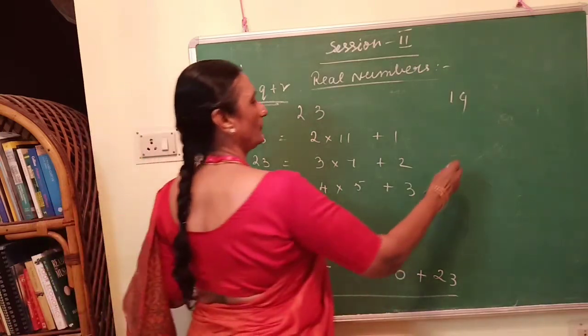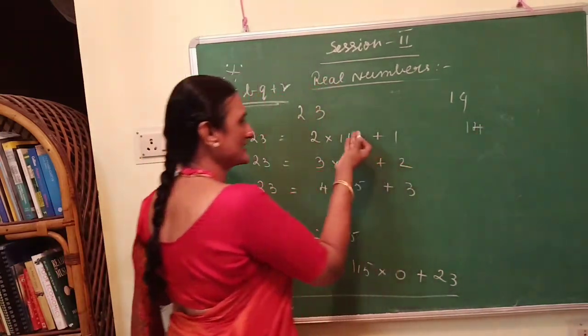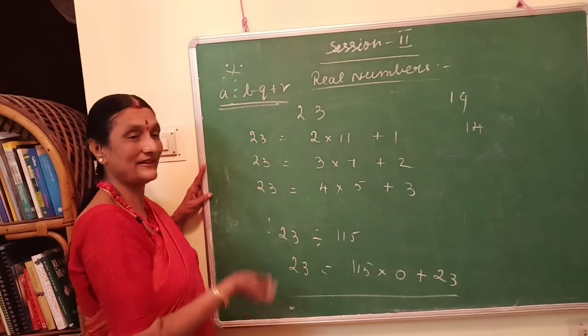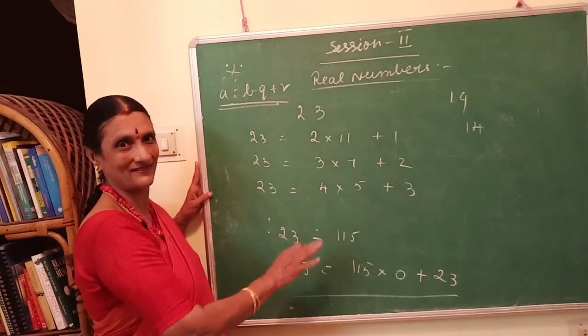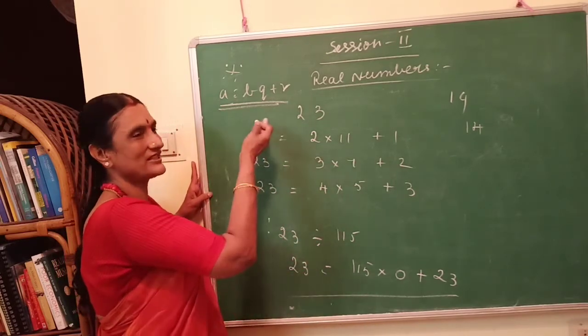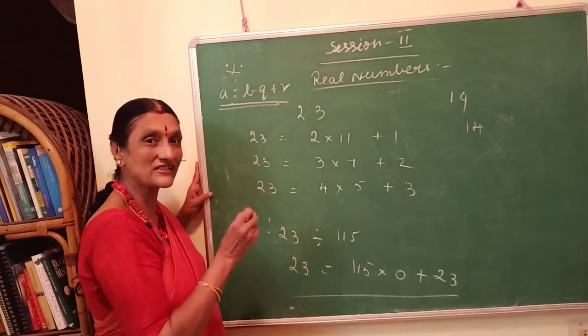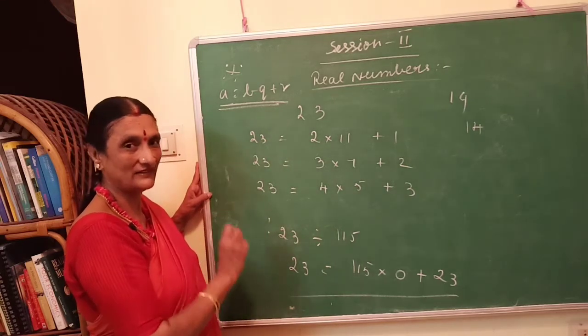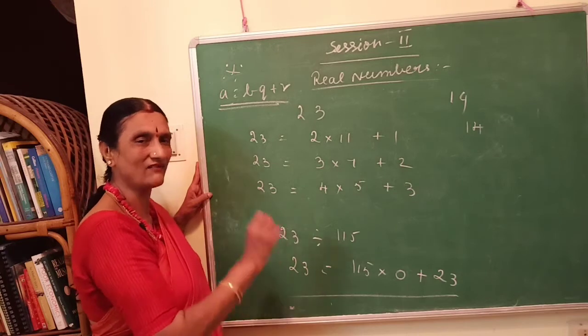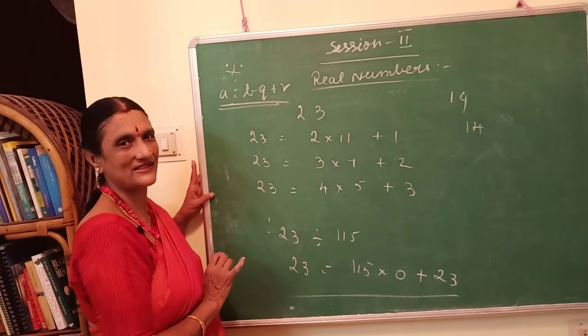Now let us go to 14. See, we have chosen some selected numbers, but it doesn't mean that it will end with that. Any number we can bring to this format, which is the first learning in this chapter. Using that we will be working out sums. Is it clear to you?